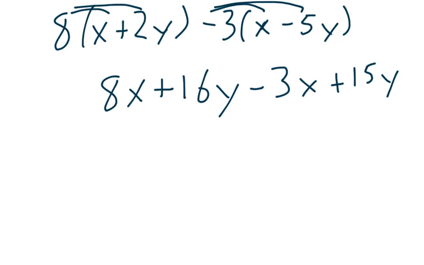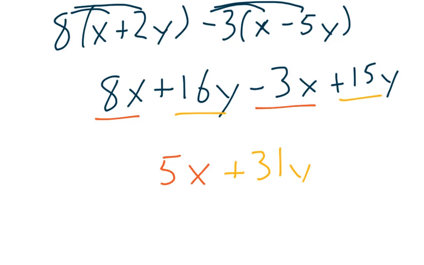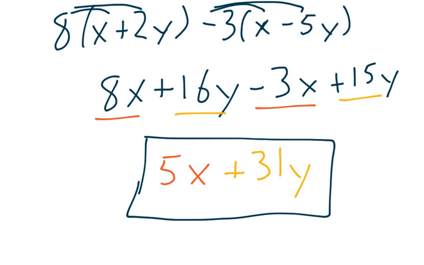And then from here again, we can just combine. So we would say that 8x minus 3x is 5x. And we can say that 16y plus 15y is 31y. And again, nothing else for us to do except just box that and call it our answer.